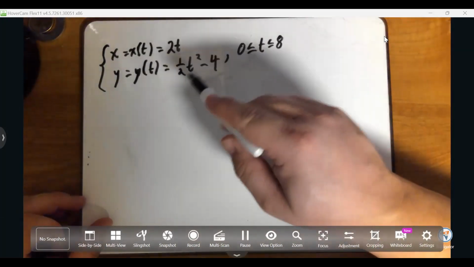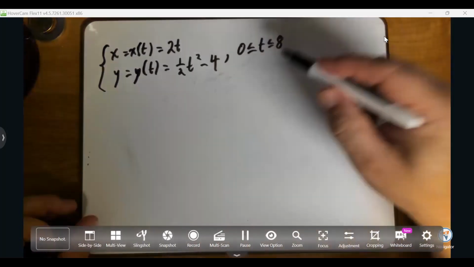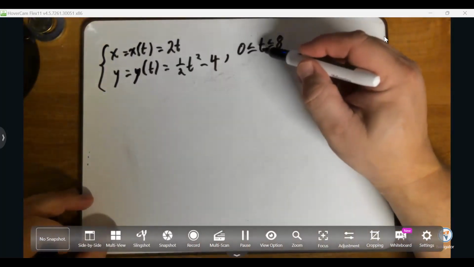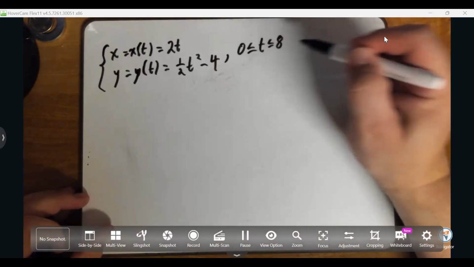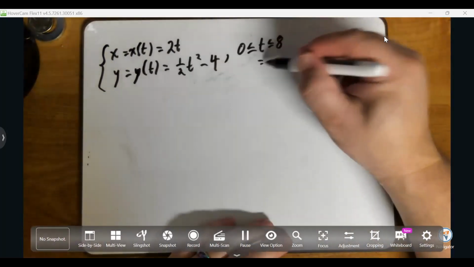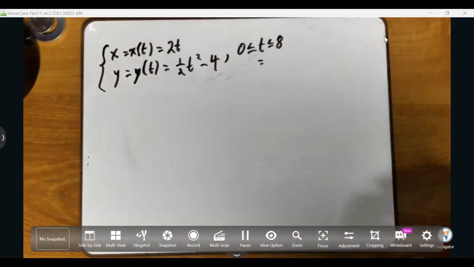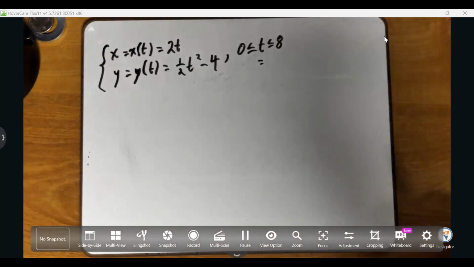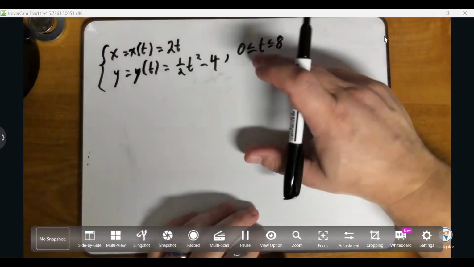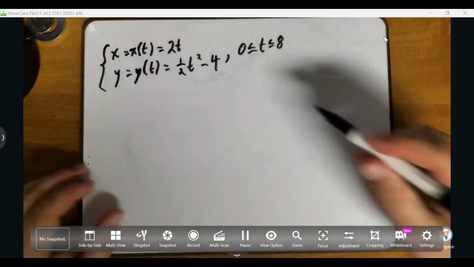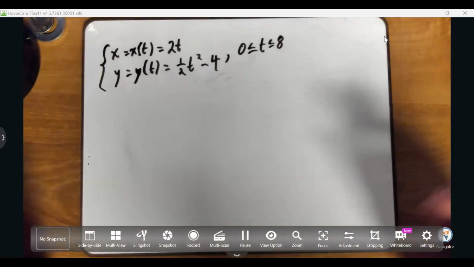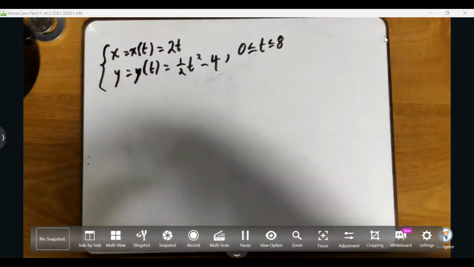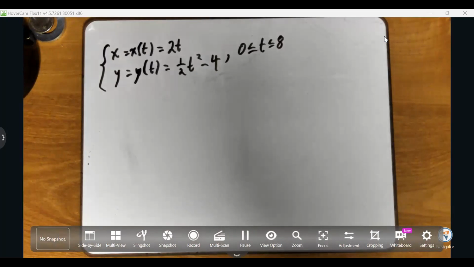y of t equals 1/2 t squared minus 4, and t varies between 0 and 8. And this piece is common. It is common to have a range on t.